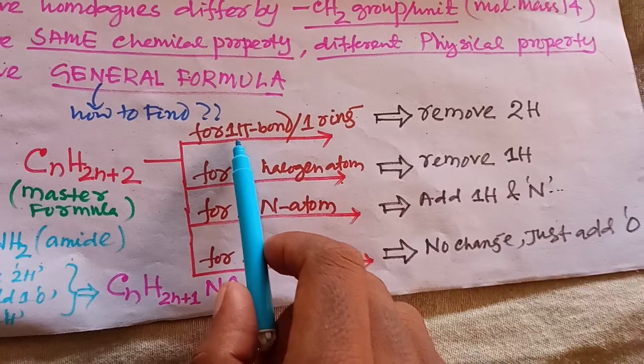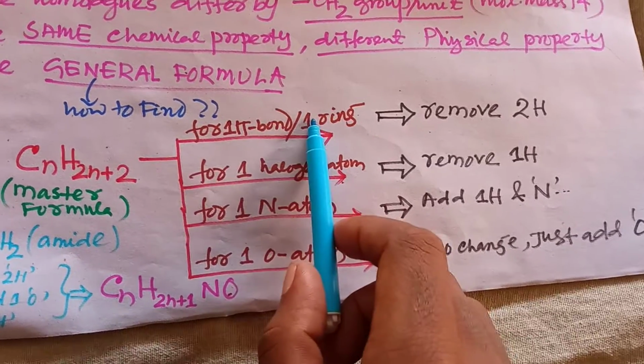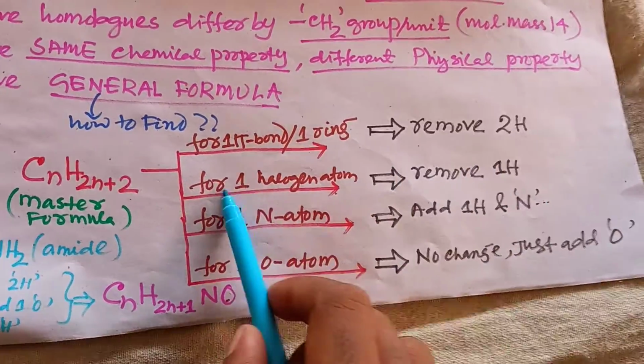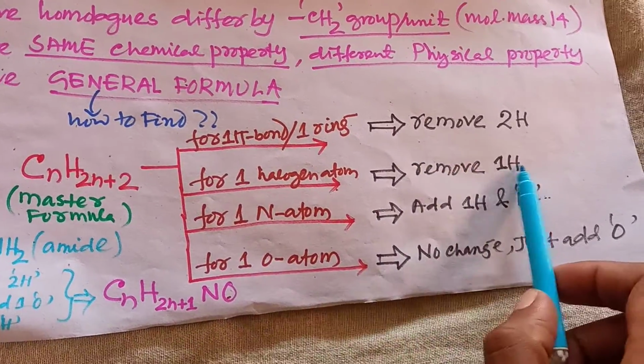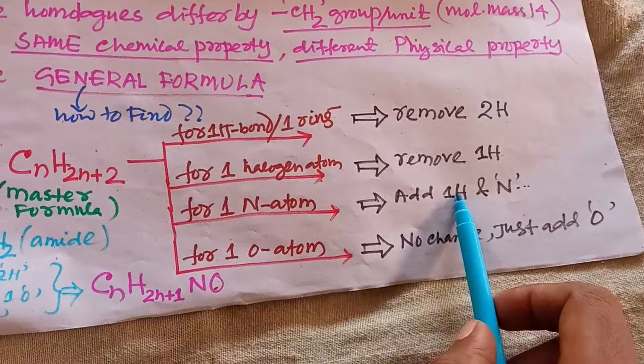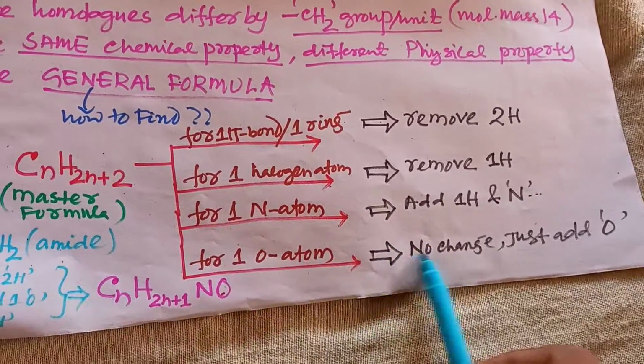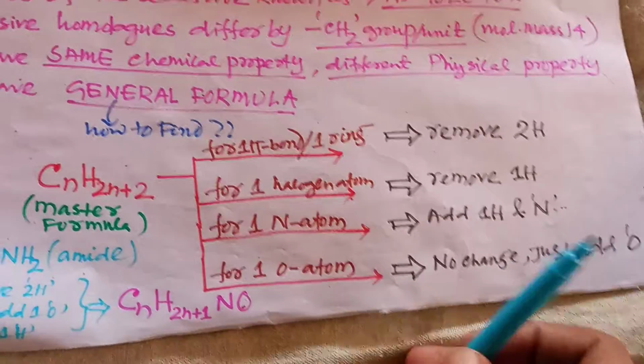So if you see one pi bond or one ring in that compound, then you just remove 2 hydrogens. For 1 halogen atom, remove 1 hydrogen atom. For a nitrogen atom, add 1 hydrogen atom, and the nitrogen atom is also added. For 1 oxygen atom, no change, just add oxygen.